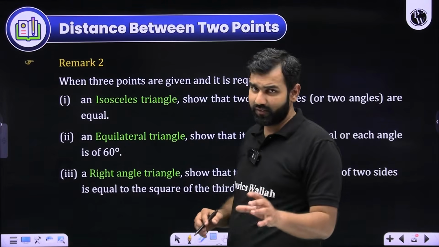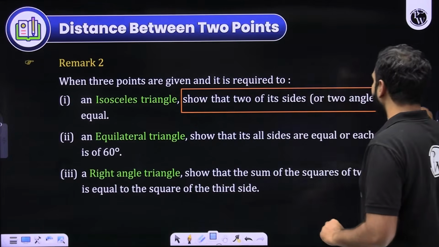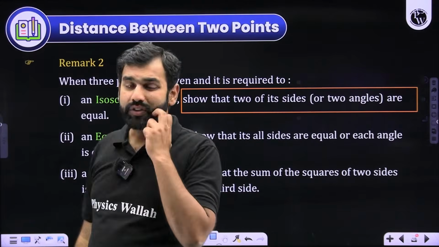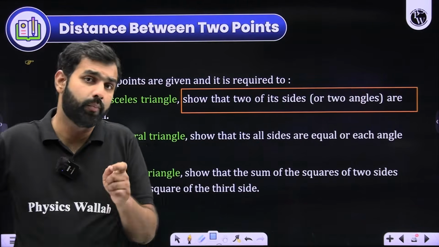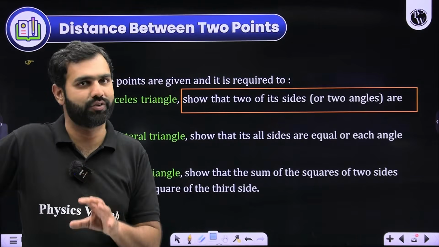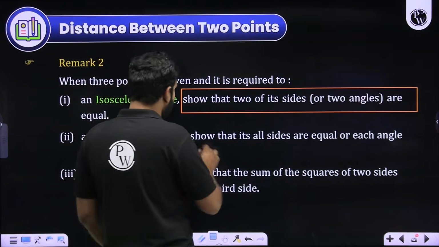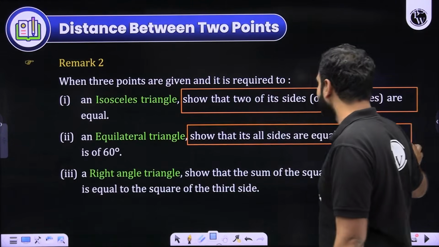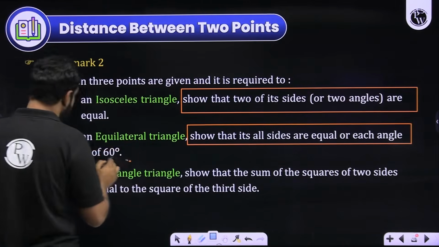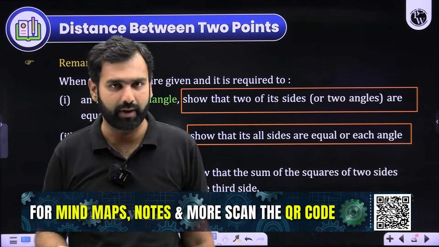Whenever you are given an isosceles triangle, we can always apply the property that two of its sides or two of its angles are equal. So whenever two sides or two angles of a triangle are proven to be equal, we say that such a triangle is an isosceles triangle. Similarly, for an equilateral triangle, what I need to show is that all the sides or all the angles are equal, or if I could prove that all the angles are equal to 60 degrees, then we can claim that such a triangle is an equilateral triangle.